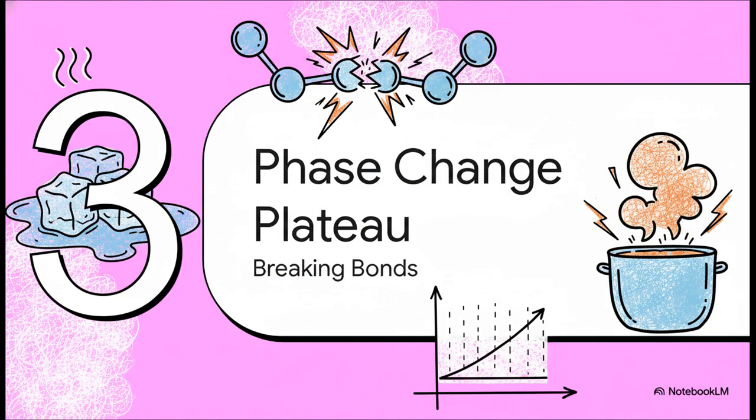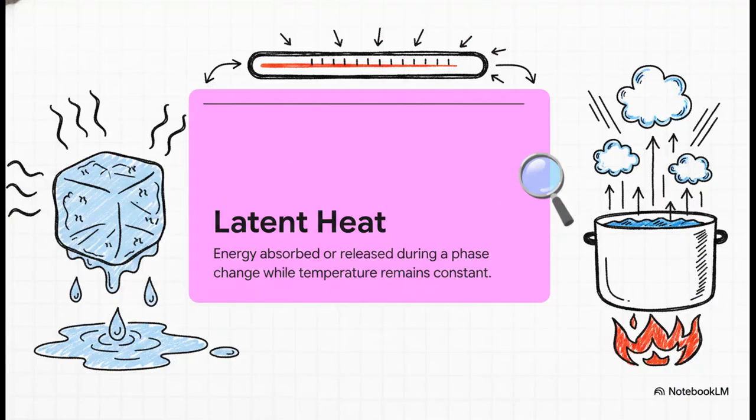Section 3. The plateau of phase change, breaking bonds. All right, so normally adding heat means things get hotter. We just proved that. But physics absolutely loves throwing us a curveball. Enter latent heat. This is the energy involved when a substance actually changes physical state, like a solid block of ice melting into a puddle of water. And here is the wildly counterintuitive part. During that exact moment of phase change, you can pump enormous amounts of heat into it, and the temperature won't budge, not even a fraction of a degree. It stays completely, entirely constant.